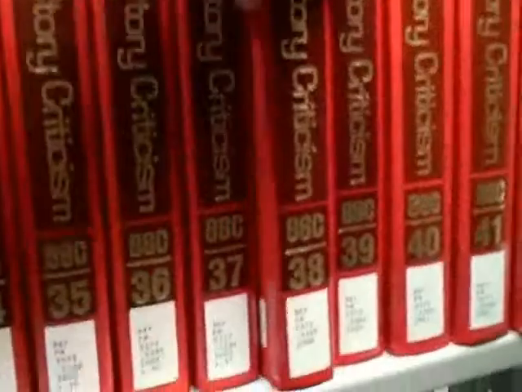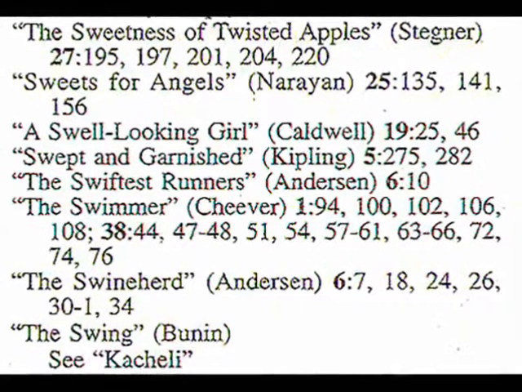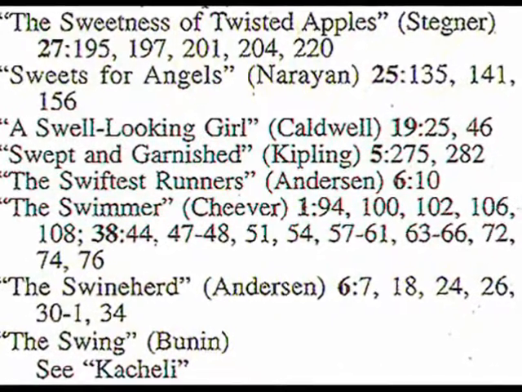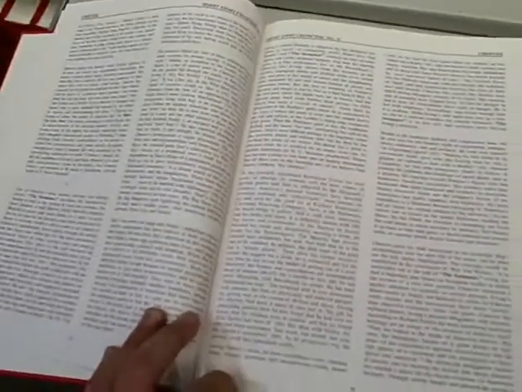Now we know what volumes and indexes to go to. For The Swimmer, we can stick to short story criticism, but when we go to the volume, we want to check the title index to see if that particular volume covers the story. If it does, it will list the page numbers and page ranges where you will find criticism on the story. Then turn to these pages to find the literary criticism on your story.